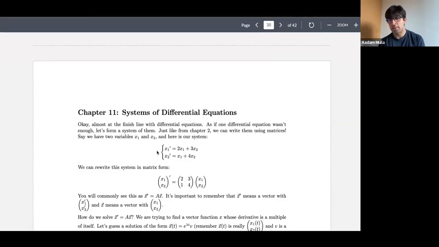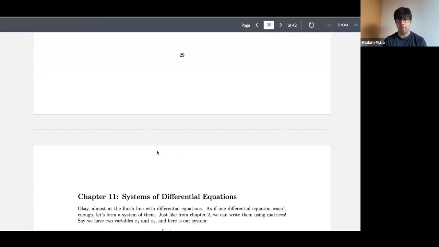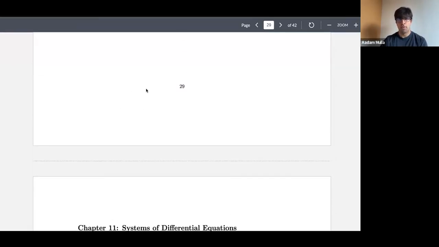Okay, so the last big chapter. We've done first order. So let's just do a quick recap. We've done two types of differential equations. We've done first order ODEs, and then we've done second order. And for second order we've done two types: constant coefficients, and then Cauchy-Euler.